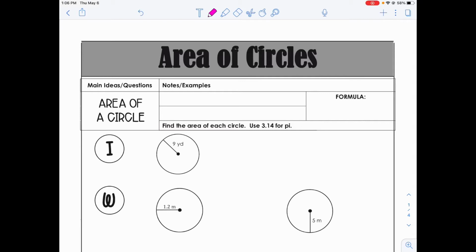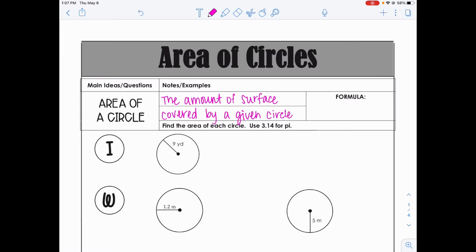Okay, today we're going to talk about the area of a circle. Remember, area of a circle is the amount of surface covered by a given circle.